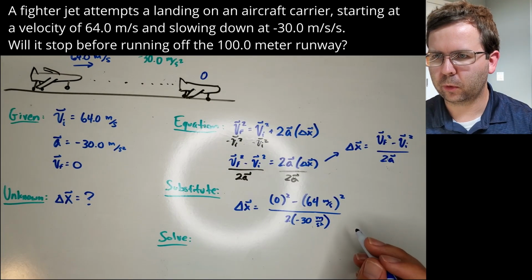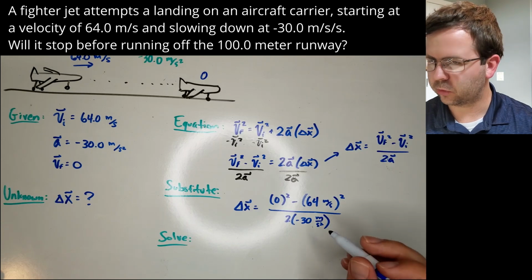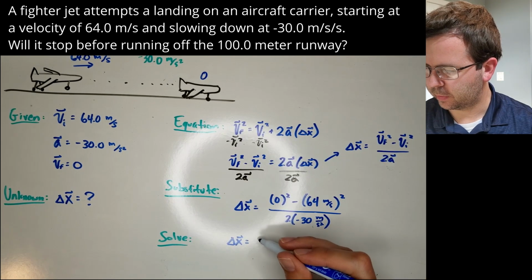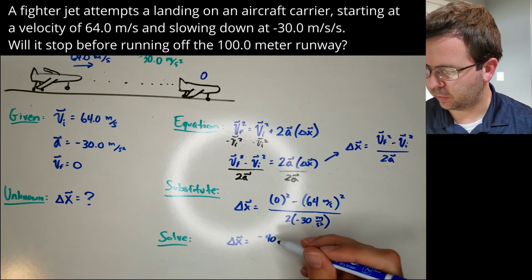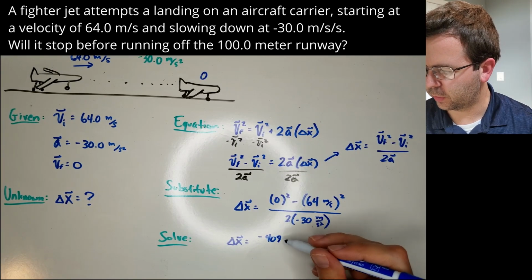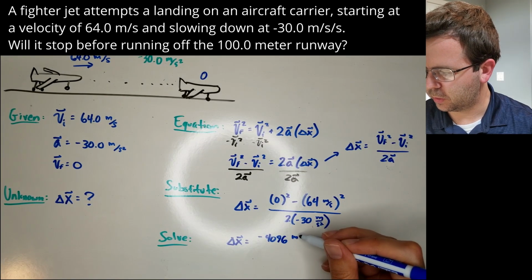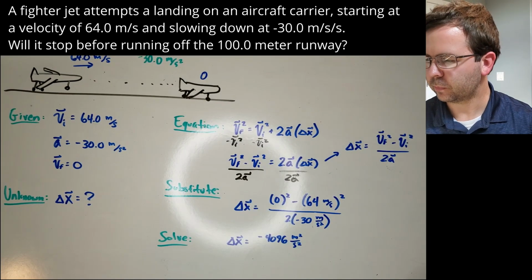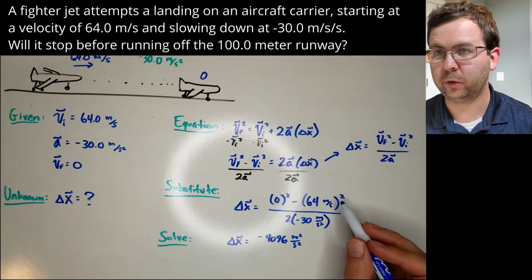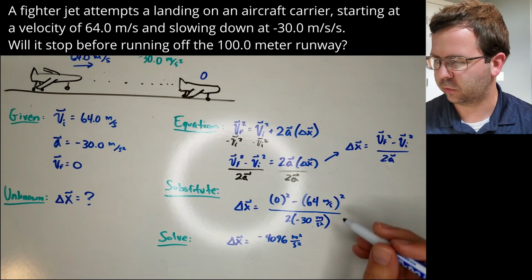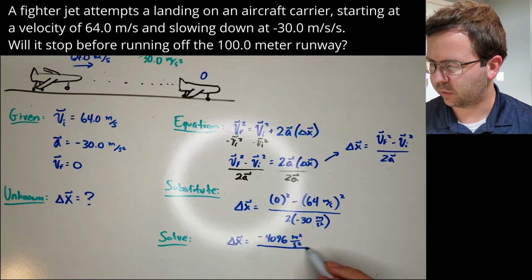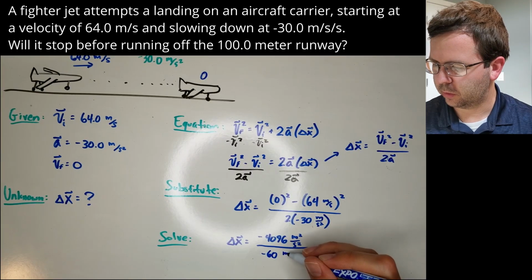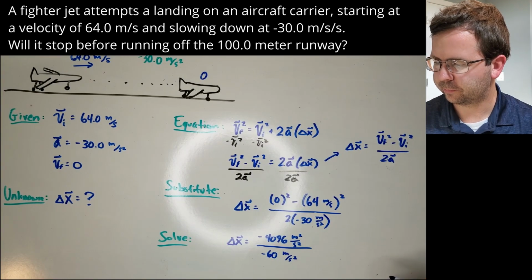So 64 squared is 4,096. And that's got a negative sign in front of it. It's not included in the square. So 4,096 meters squared per second squared. So the square gets distributed to the units as well. So meter squared over seconds squared. And that's divided by negative 60 meters per second squared.